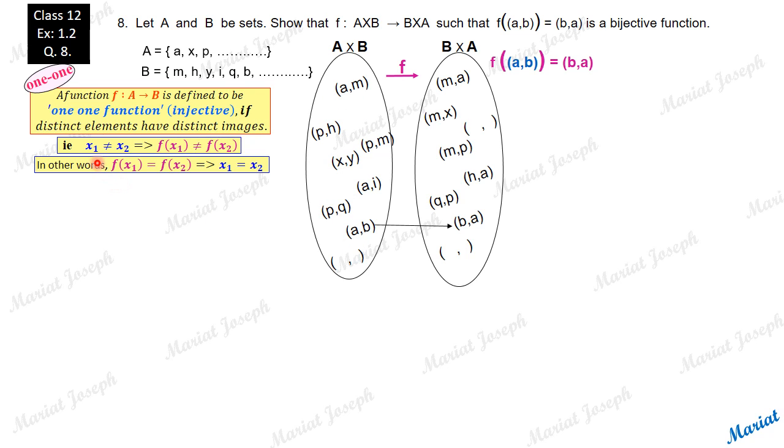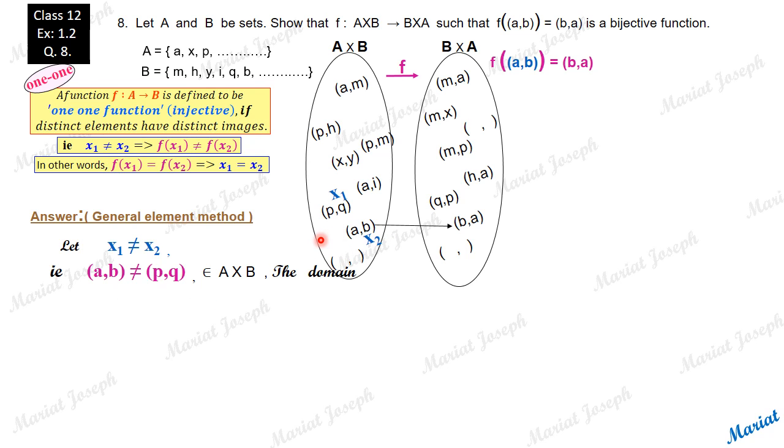Remember, each element is an ordered pair. (p, h) is an element, (a, i) is an element, etc. So, let us take x1 and x2 unequal. x1 and x2 represent elements of the domain. So, I am taking (a, b) and (p, q), two unequal elements. (a, b) is named x2 and (p, q) is named x1.